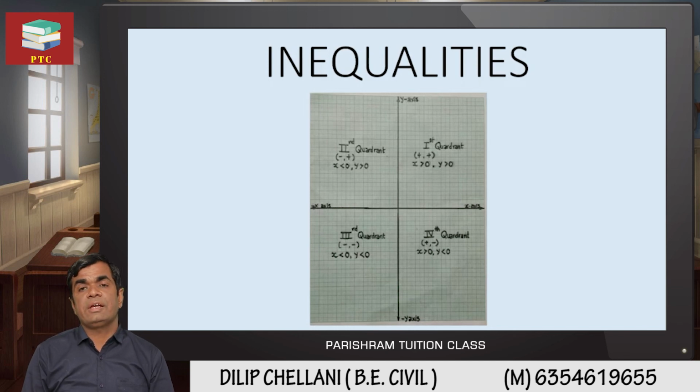Second quadrant. In second quadrant, x will be less than 0, y would be greater than 0. Similarly, third quadrant, x would be less than 0, y also less than 0. In fourth quadrant, x would be greater than 0 and y would be less than 0. Here you should know, according to the point given to you, in which quadrant it is situated.